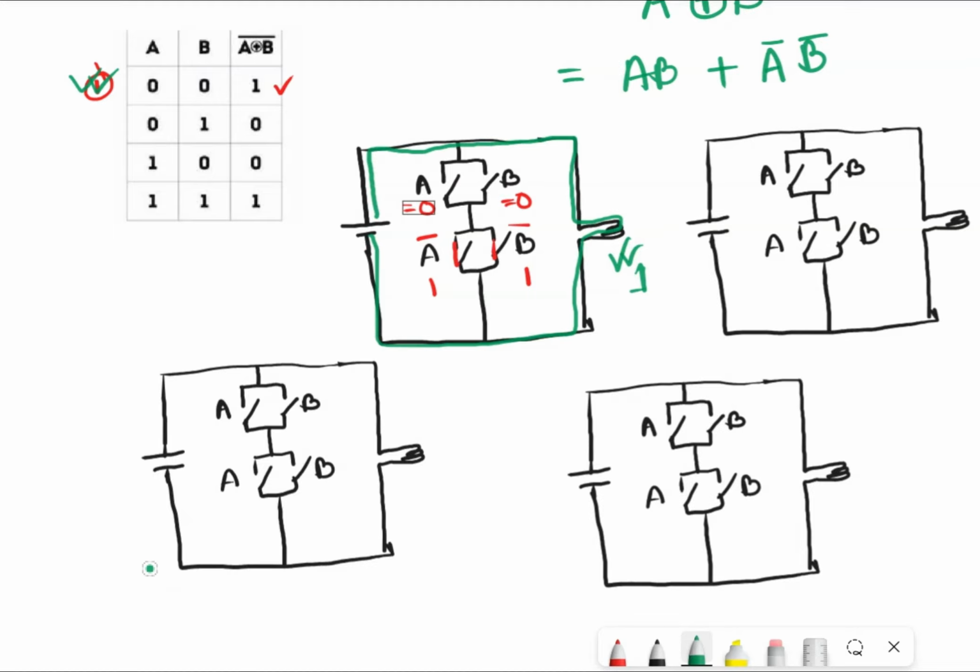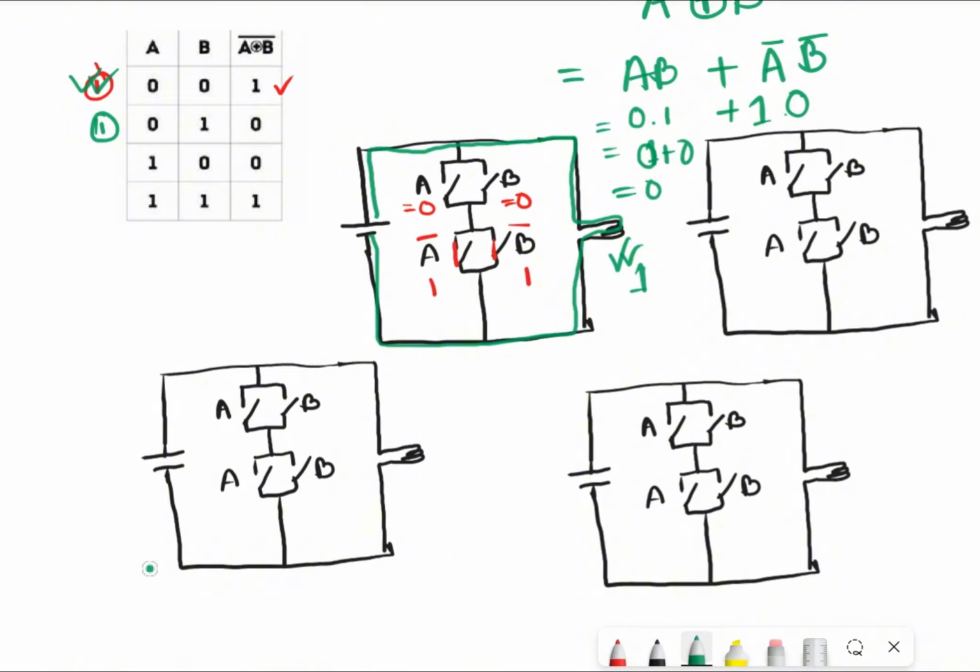Now case number 2. Case number 2 is 0 1, so A is 0 and B is 1, so here it will be 0 for case number 2, and A bar is 1 and B bar is 0. So pardon, this will be 0 plus 0, so it will be 0.